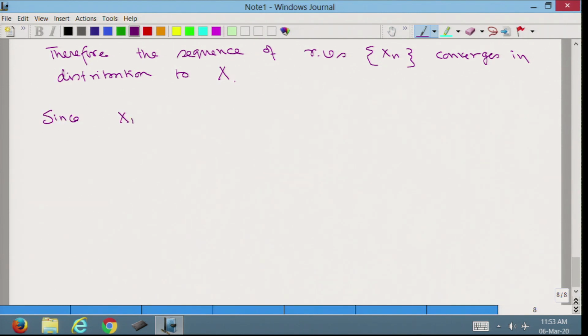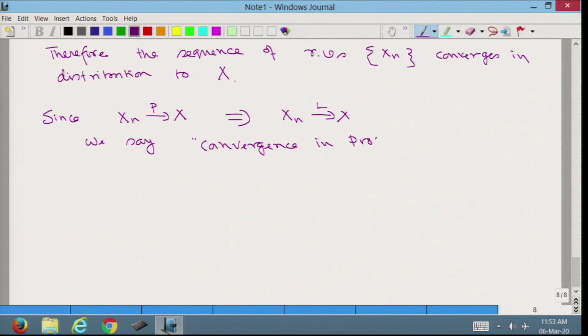Therefore, since convergence in probability implies convergence in distribution, we say convergence in probability is a stronger statement than convergence in distribution.